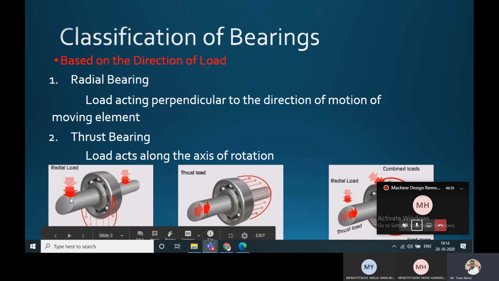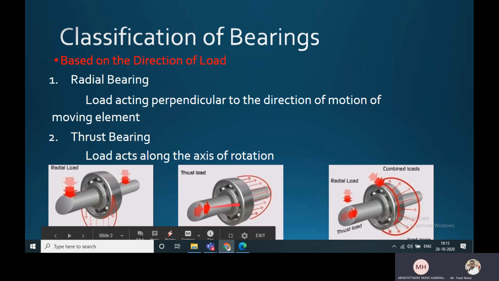Here the shaft is continuously rotating. If the load is applied like this, see the symbols here, such type of bearing is known as a radial bearing. If the shaft is rotating, see the second figure, the load is applied along the axis of the shaft. Such type of bearing is known as a thrust bearing. Combination means bending as well as thrust.